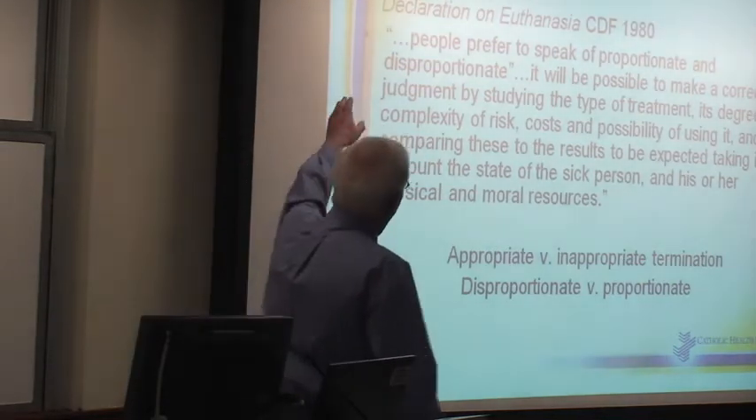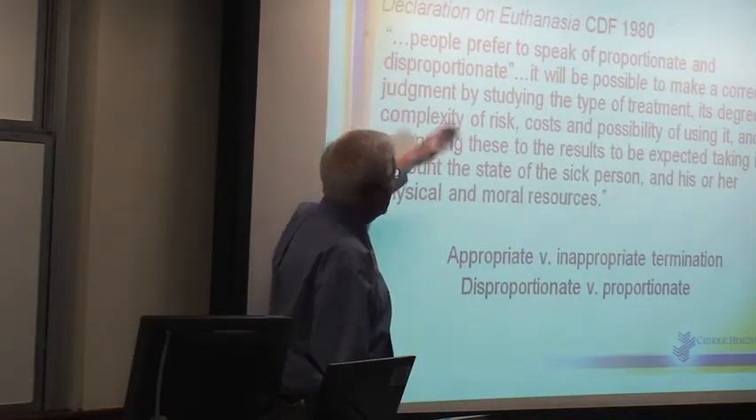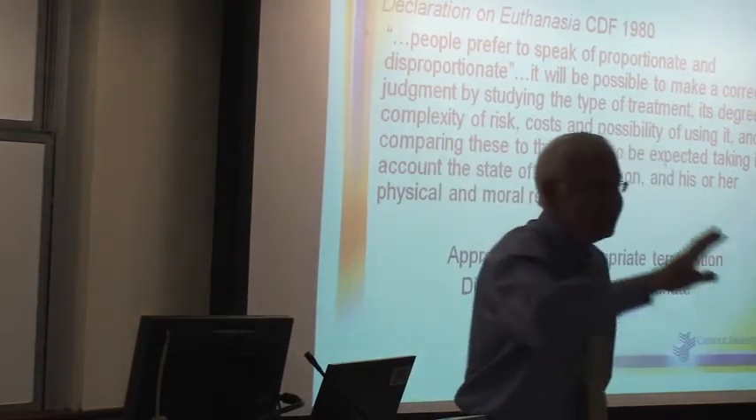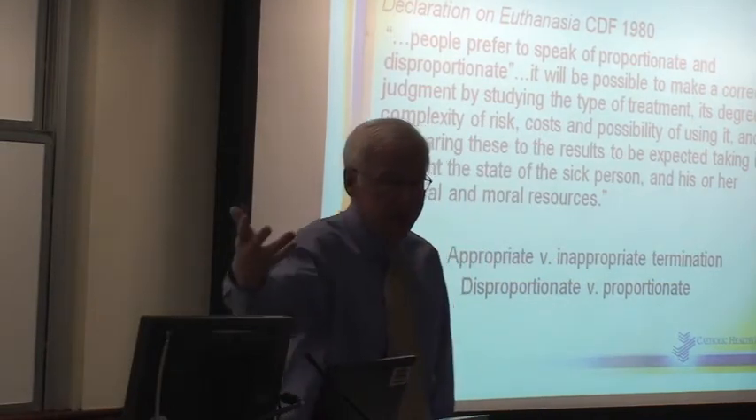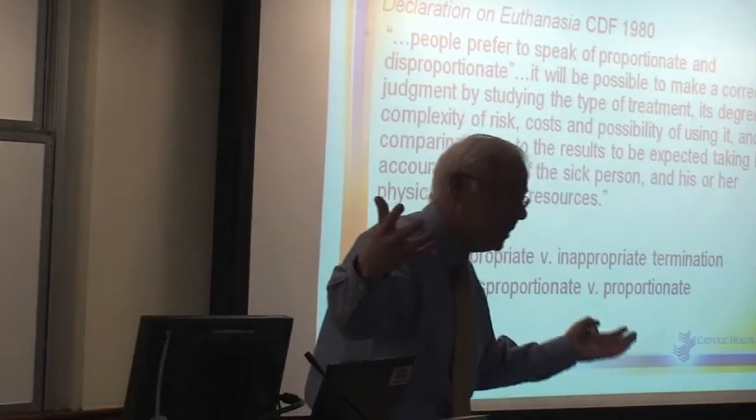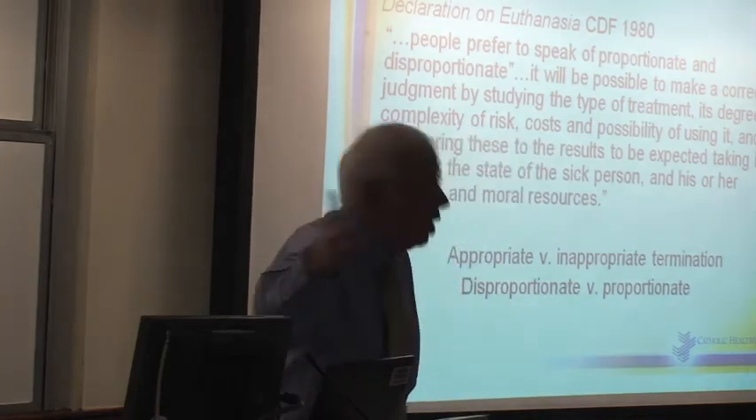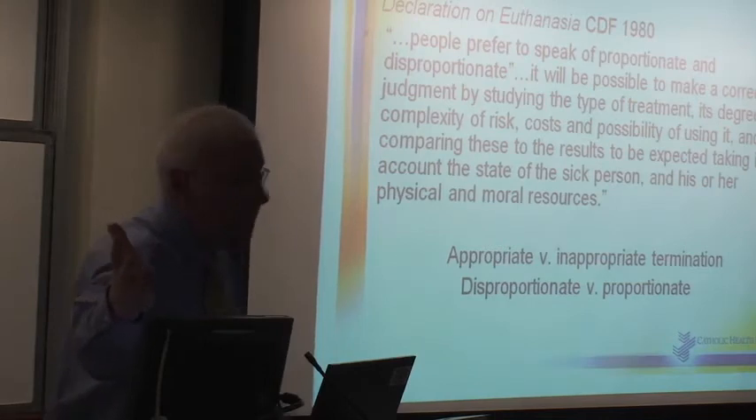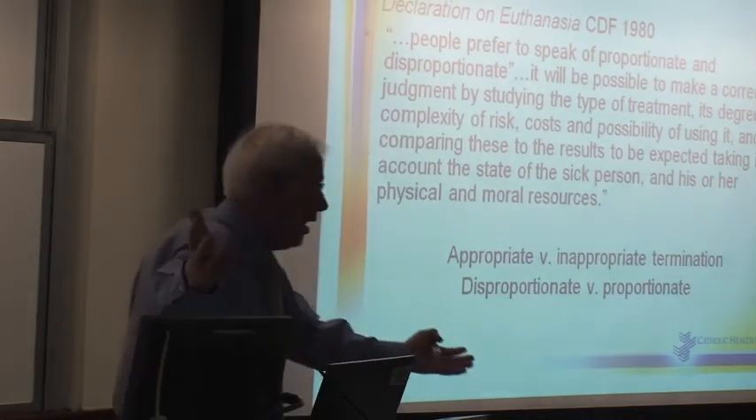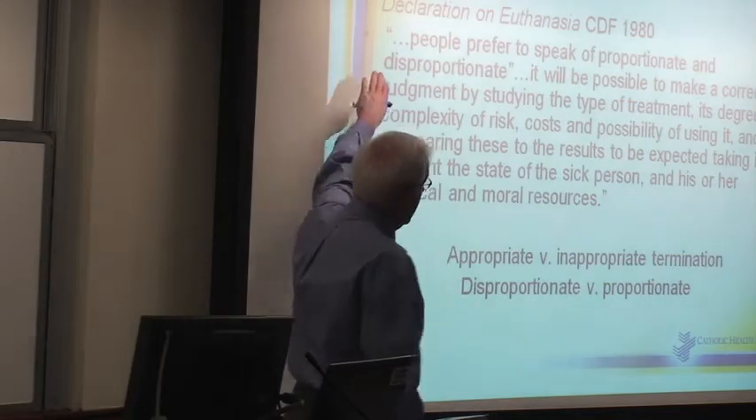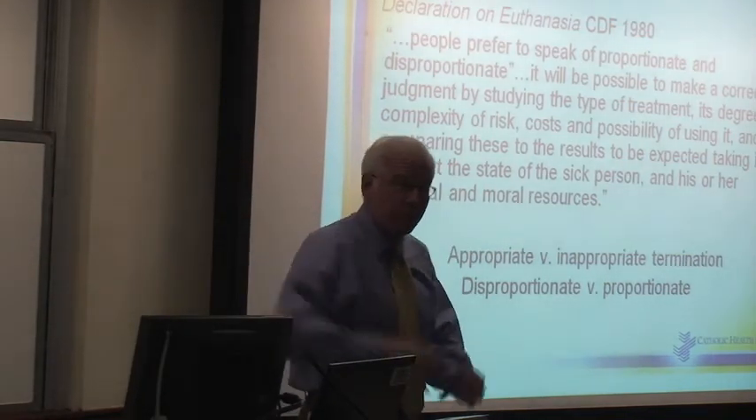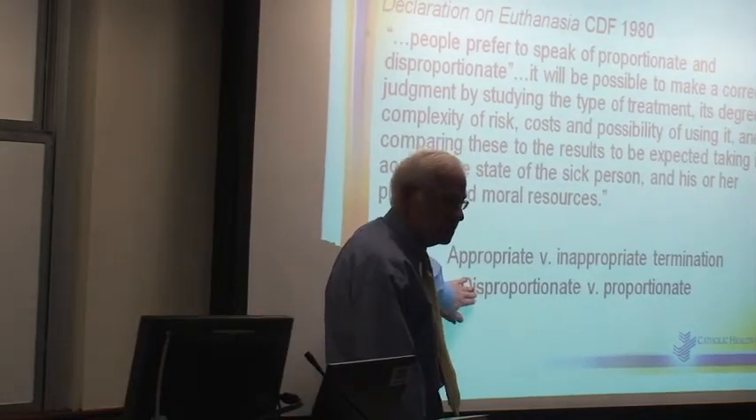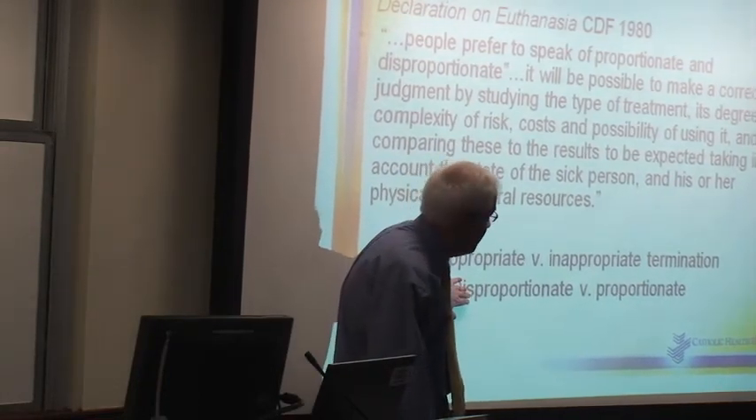So they clarify it and they say people prefer to speak of proportionate and disproportionate. If the treatment we're giving you creates a disproportionate burden, and by the way, you're going to die soon anyway, not a lot of benefit. We could do it to you. We could thump the hell out of you, and we might get you started again, but you're not going to live till discharge, right? Basically, they're saying that if you can show a disproportionate burden with not a lot of benefit, it is an appropriate termination of treatment.